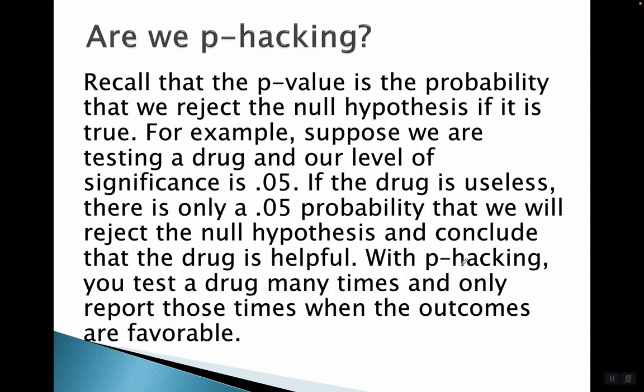That's unethical. Another example of cherry-picking is p-hacking. Recall that the p-value is the probability that we reject the null hypothesis if it is true. For example, suppose we are testing a drug and our level of significance is 0.05. If the drug is useless, there is only a 0.05 probability that we will reject the null hypothesis and conclude that the drug is helpful. With p-hacking, you test a drug many times and only report those times when the outcomes are favorable.